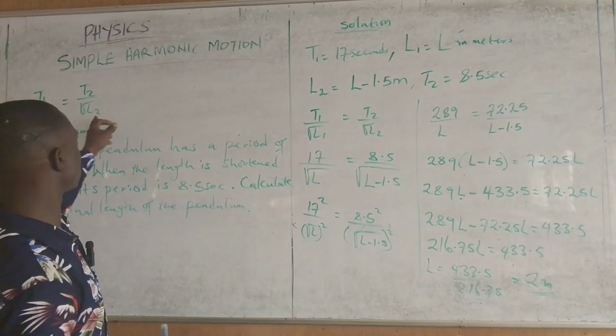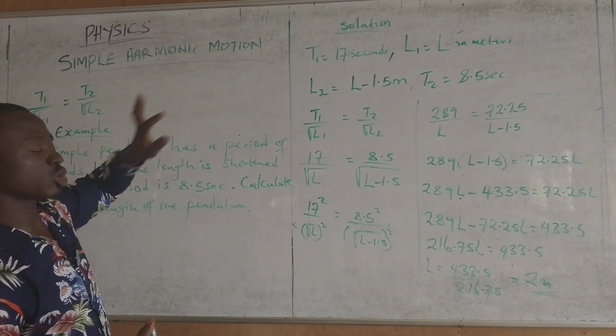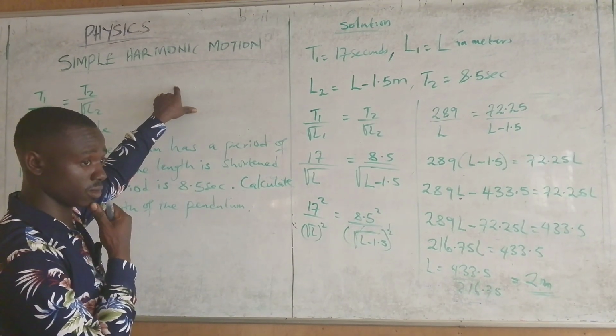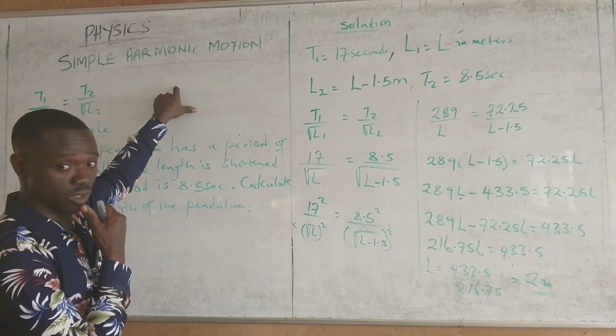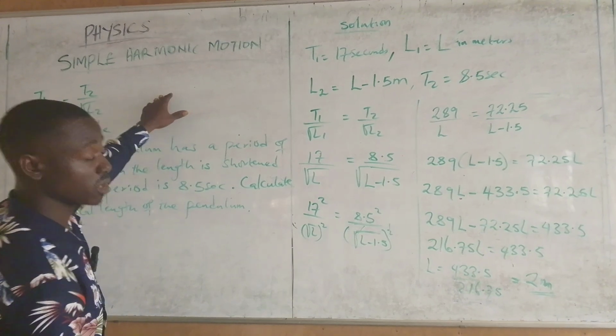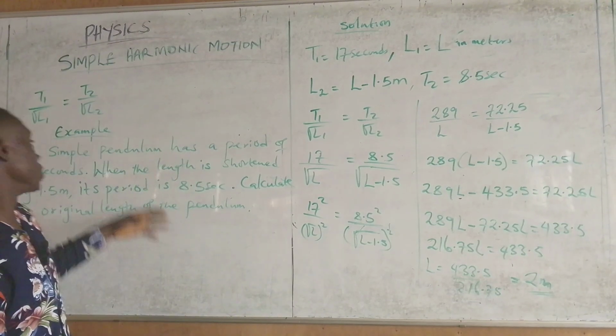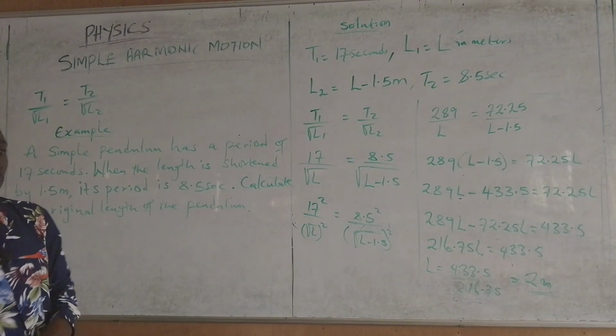So the final length, which is L2, will now be 2 minus 1.5, because they reduced the original length by 1.5, which gives us 0.5. You can see how much the length is being reduced from 2 to 0.5, and that is why the period was reduced by a noticeable value.